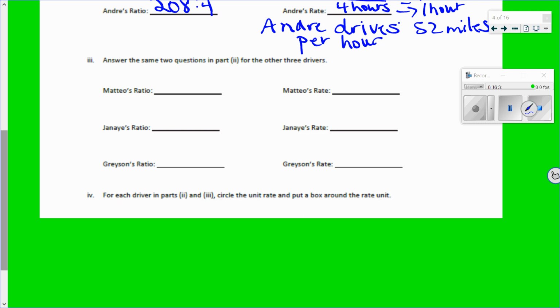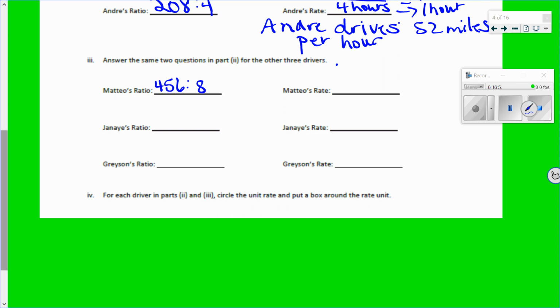Okay. Answer the same 2 questions for the other 3 drivers. And guys, I can't see the chart, so you're gonna have to tell me Mateo's ratio. We want the ratio first. What is it, Avery? 456 and 8. Okay, 456 to 8. So 456 miles in 8 hours.